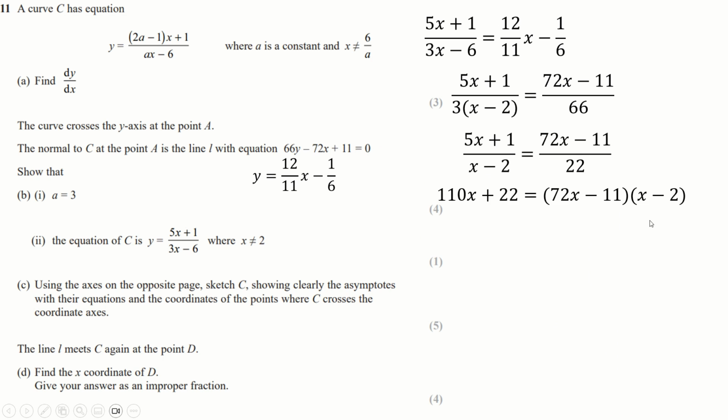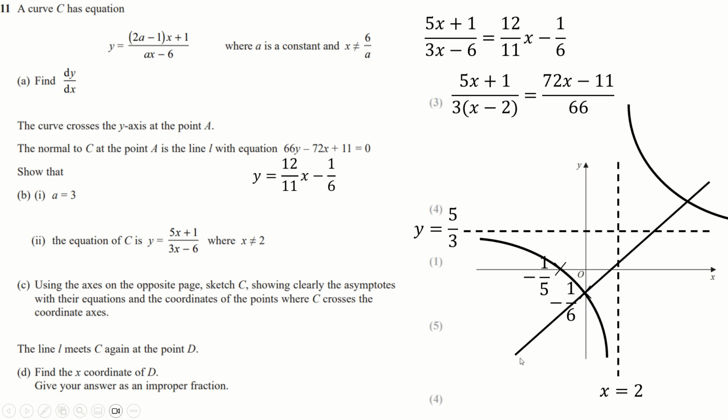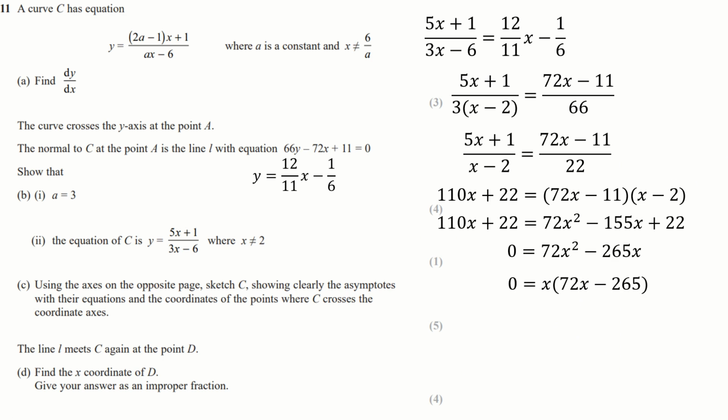Expand out, expand these two bits out properly. The 22's cancel, which is fantastic because that gives you a solution at x equals 0, which is correct because remember that was the whole point of this line, it was normal at the point x equals 0, so they intersect at 0. So that's useful that it does that. x equals 0 is the one we already knew, so the other coordinate is x equals 265 over 72. That's the entire paper done.